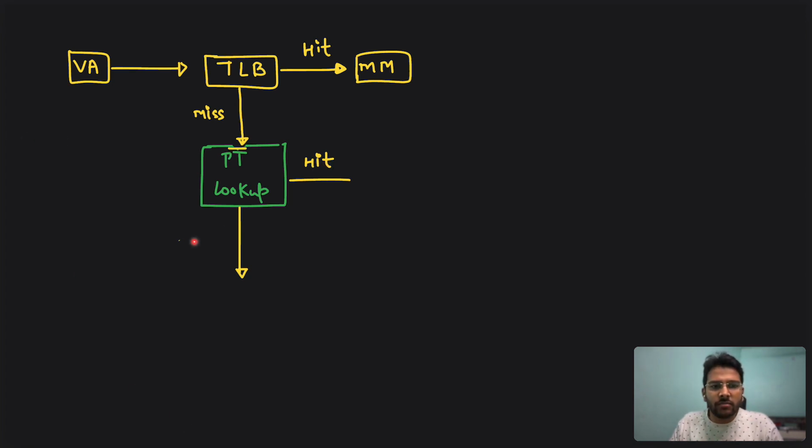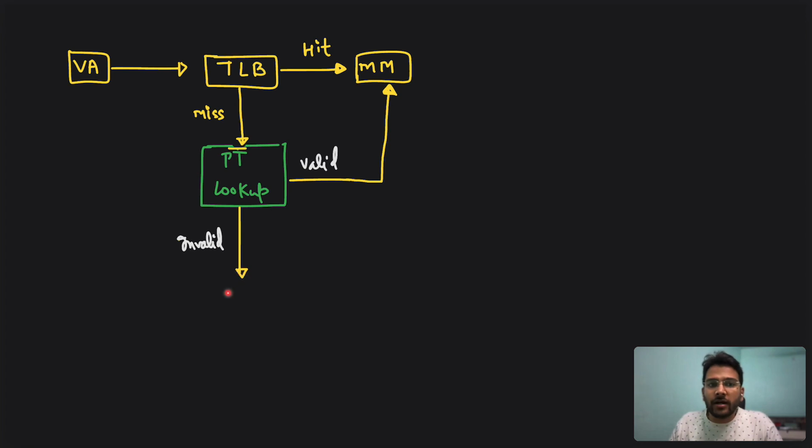So let me write in those terms only. Here it is valid, and here it is an invalid entry. That means you are not finding its corresponding entry in the page table. If it is valid, definitely you got the translation done, and you can move to the main memory to get the data. Is it clear?